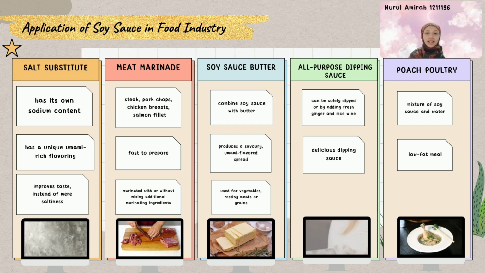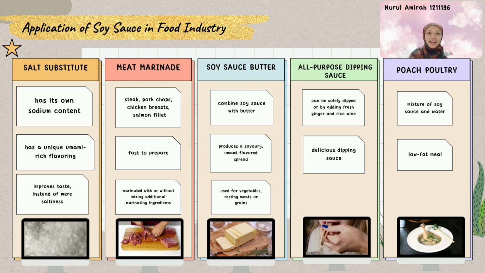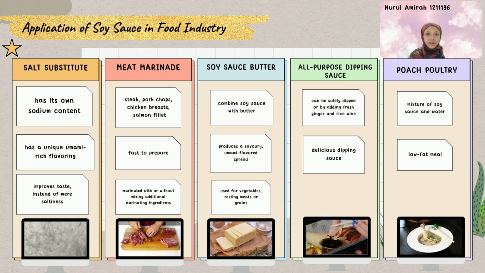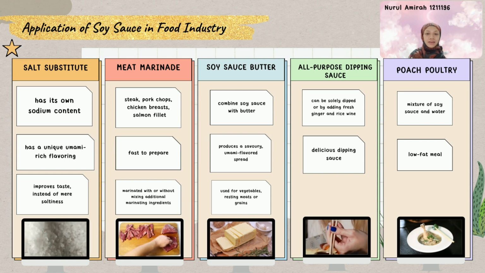The second one is meat marinade. Marinating meat like steaks, pork chops, chicken breast, or even salmon fillets with soy sauce is a good choice. Why? Because it is fast, and it can be marinated with or without additional marinating ingredients like garlic, fresh herbs, and also vinegar.